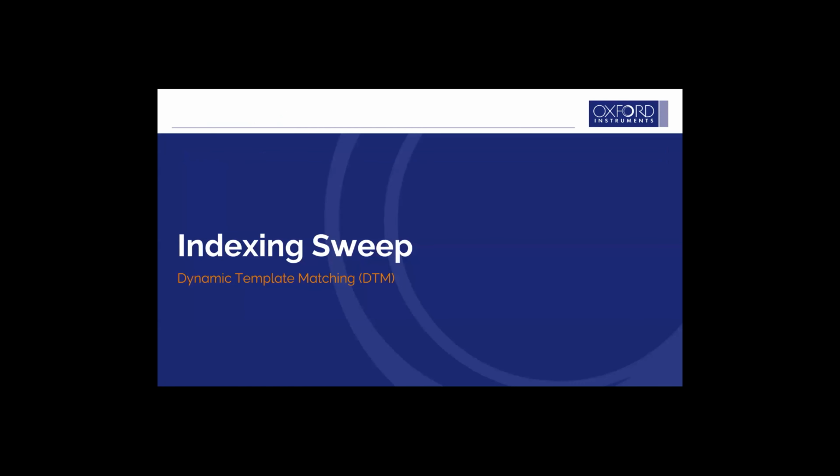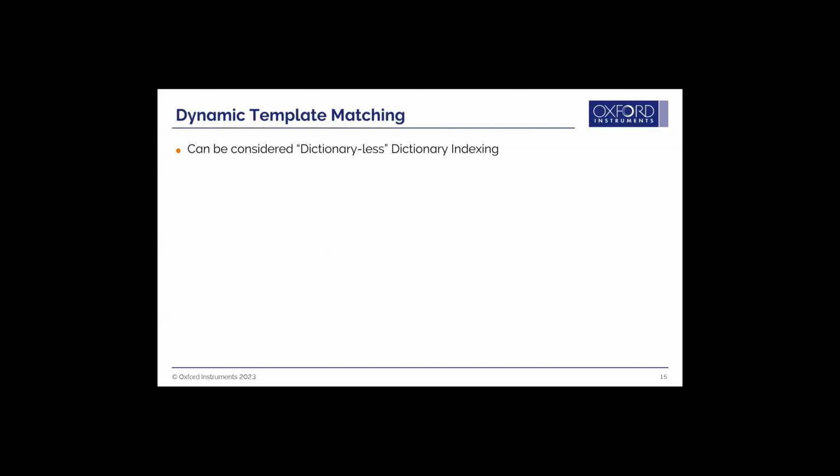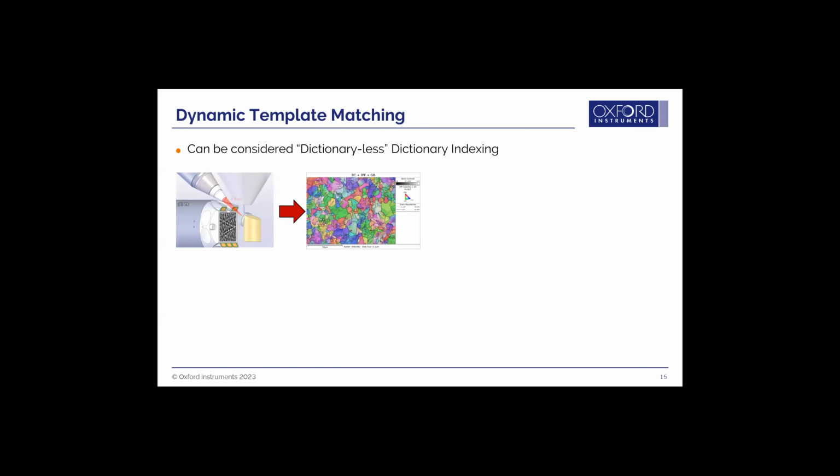So I need to talk about the indexing sweep. That's the brute force model here. We internally called it dictionary-less dictionary indexing. I mentioned earlier that with dictionary indexing, we create thousands and thousands of patterns and do the matching off that. Here, we still have the template in its spherical form, and we're generating the individual patterns on the fly. So this would be something where you would do your regular EBSD, you would collect your map.